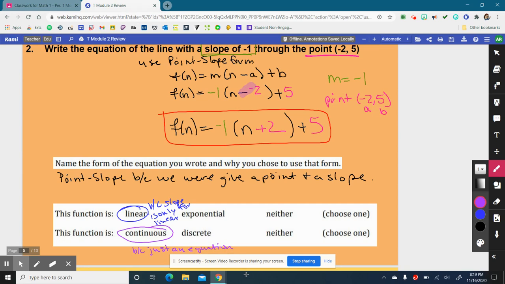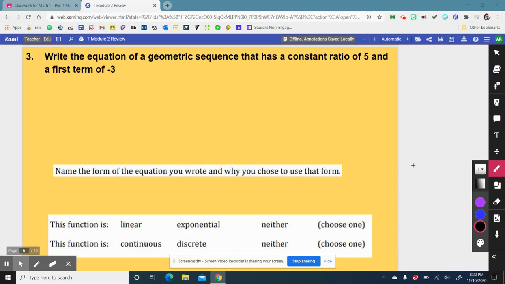Not a situation. And what I mean by situation is a word problem, right? If it's just an equation and not a situation, then you assume it's continuous. Next problem. All right, example 3, write the equation of a geometric sequence that has a constant ratio of 5 and a first term of -3.